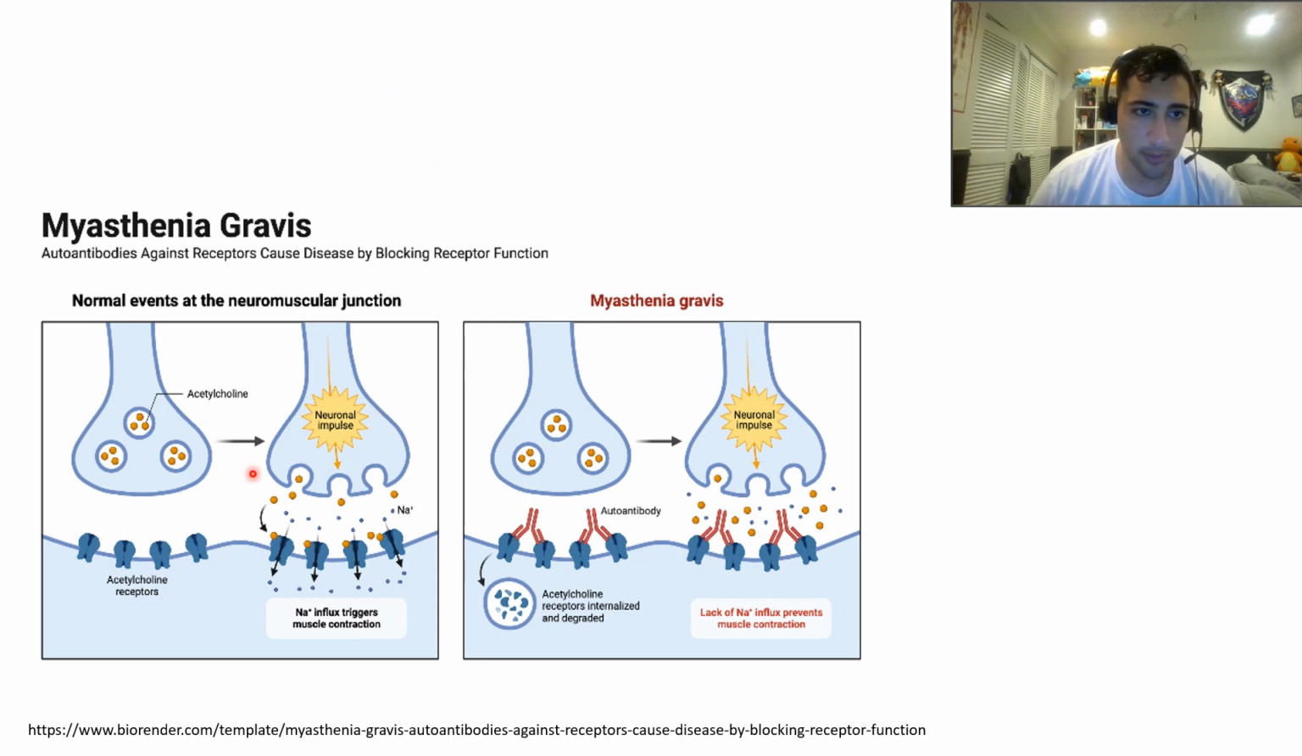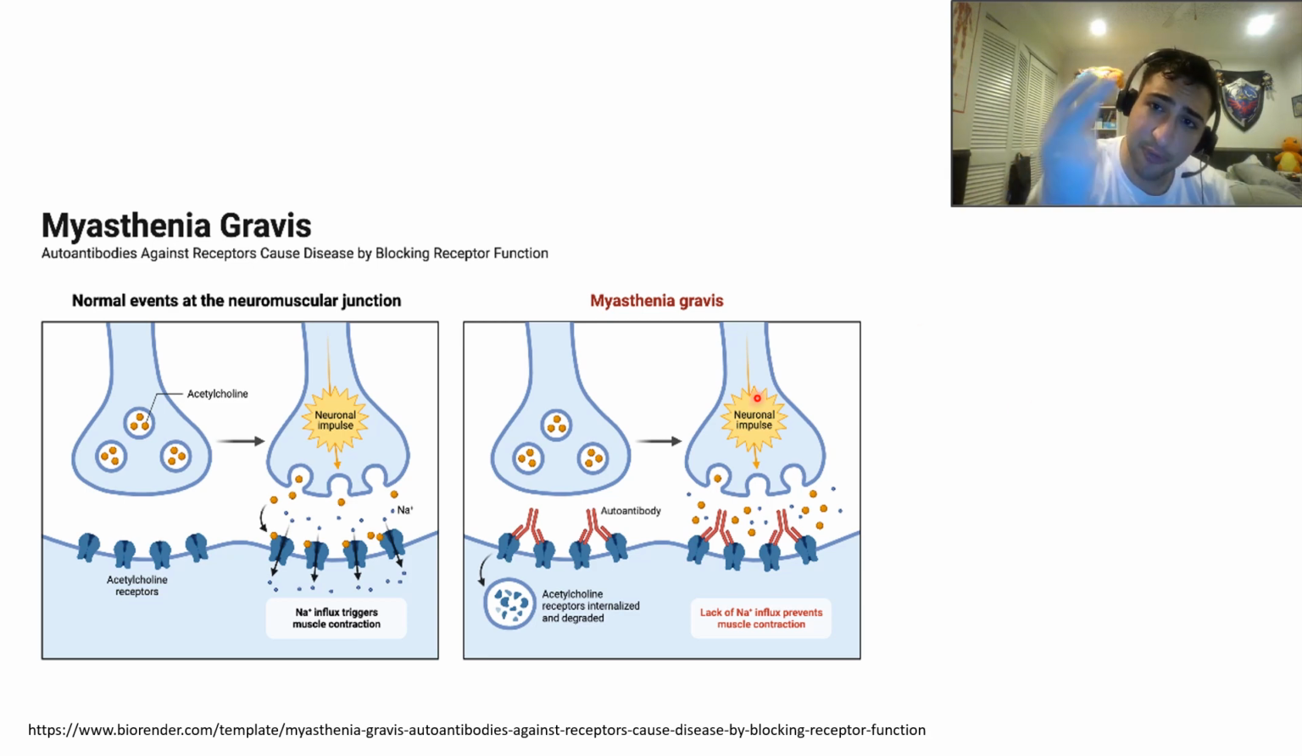So here's what normally happens at the neuromuscular junction. You have your acetylcholine, it comes through, you get this neuronal impulse, and then it enters the, what do you call it? The postsynaptic cleft. You get binding to, what do you call it? The postsynaptic membrane and the acetylcholine receptor, and this acetylcholine receptor is coupled to an ion channel, and sodium is going to come through, and that's going to cause an action potential. At the end of that action potential, the muscle contracts.